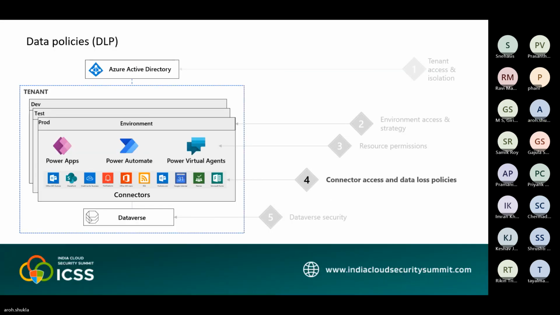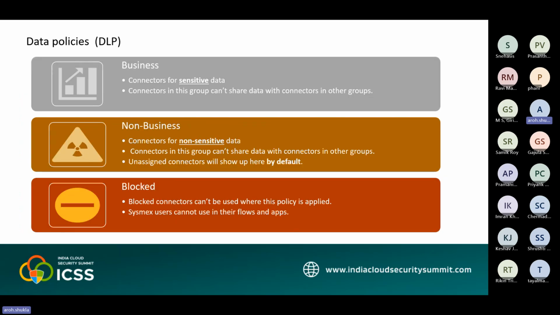Okay, so we have seen the tenant level, environment, and resource permissions. We have seen all three. Now let's go back to the connector access and the data loss protection policies. Right now, we have a very amazing session from Shruti in the next session, but I'll give you just what DLP is for right now. Power Apps and Power Automate have a lot of connectors, right? And a few connectors are third parties, and a few are written by Microsoft, for example, Azure and other applications.